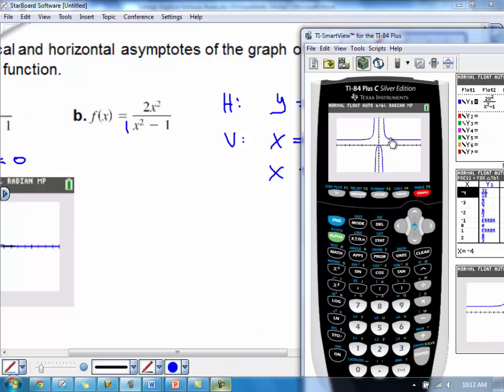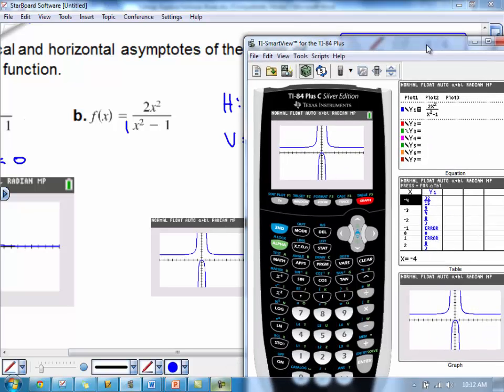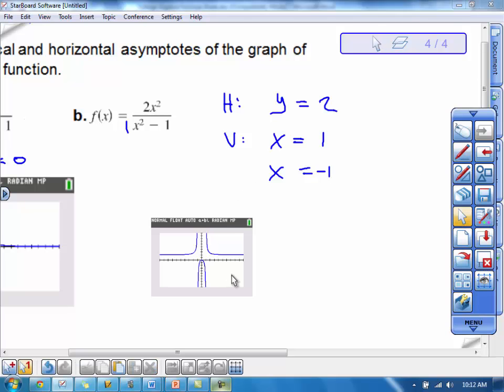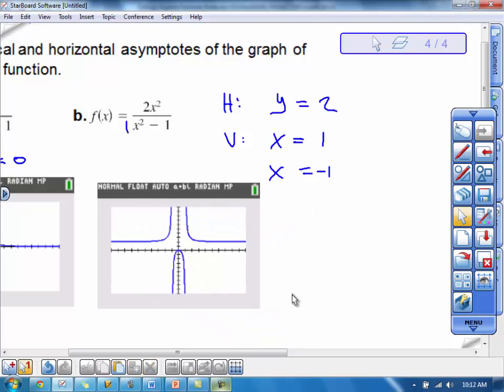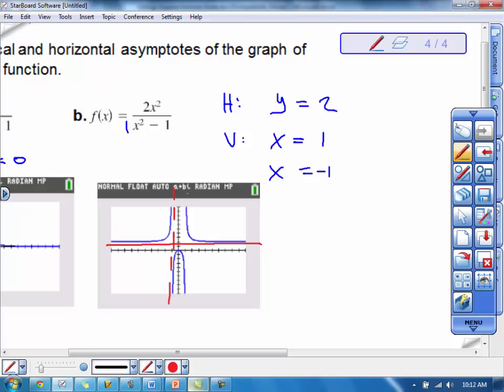If you take a look at this graph, you find out that what we got was right. It does have a horizontal asymptote at y equals 2, which is this red line right here. And then it does have two vertical asymptotes, one right here at -1, and one right here at +1.